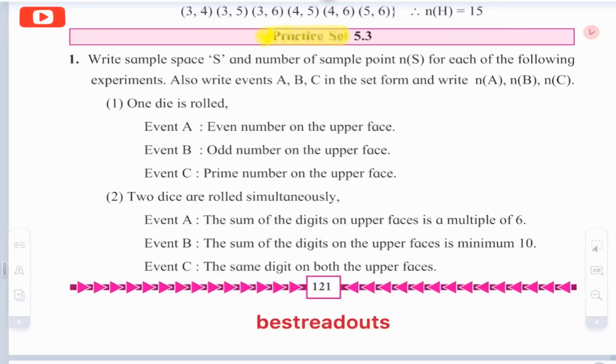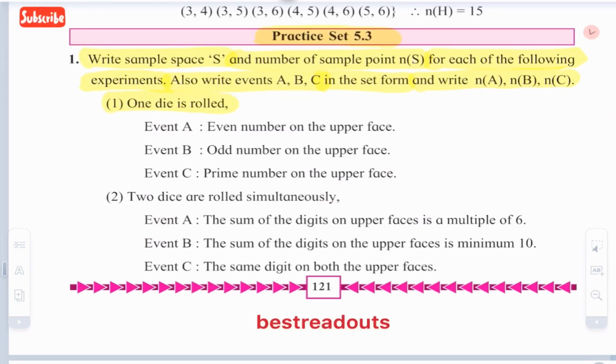Practice set 5.3. Question 1. Write sample space S and the number of sample points n of S for each of the following experiments. Also write events A, B, C in the set form and write n of A, n of B, n of C. Subpart 1. One die is rolled.